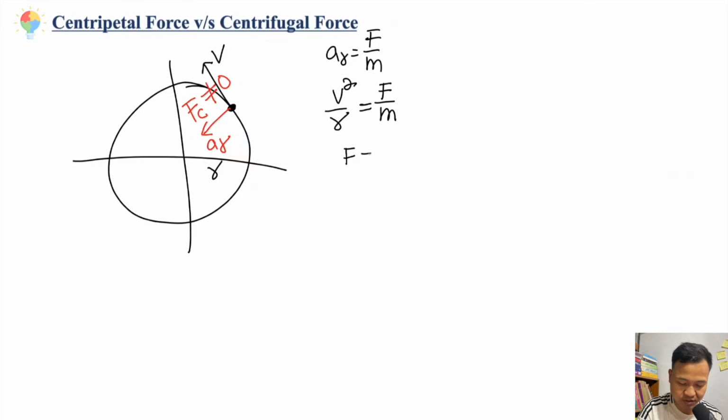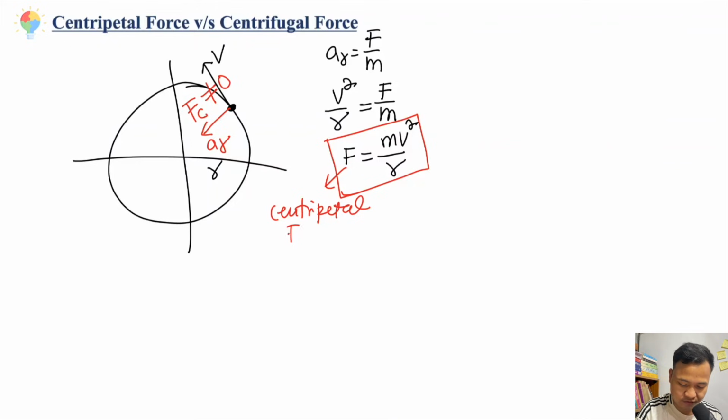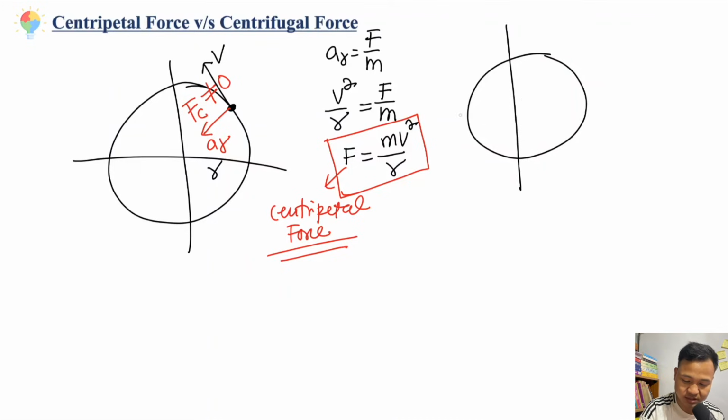So the force should be mv square divided by r. This is the force responsible for this circular motion. This is called centripetal force, towards the center. Centripetal force is mv square by r, and this is always towards the center, in circular motion.